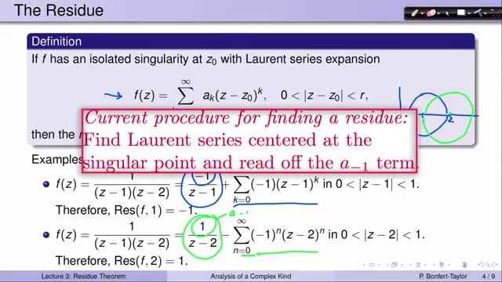So again, here's the procedure. If you want to find the residue of a function at an isolated singularity, what you need to do is find the Laurent series expansion centered at that singular point, and then read off the a -1 term.